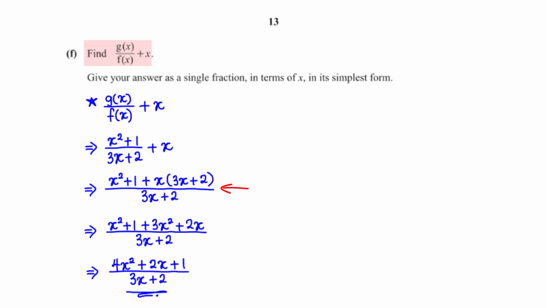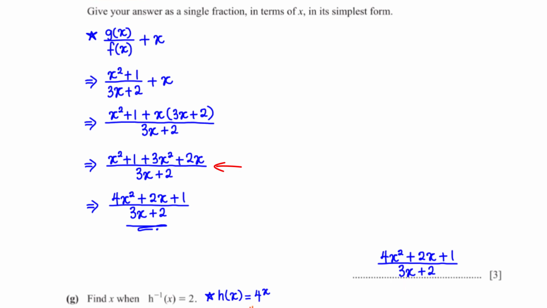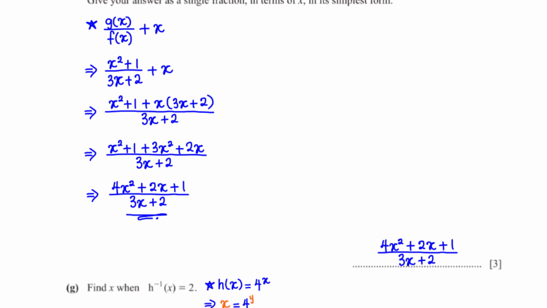3x plus 2 goes into the LCM one time. 1 times the numerator gives us x squared plus 1. X has 1 as the denominator. 1 into 3x plus 2 is 3x plus 2, which multiplies the numerator to give us x times (3x plus 2). When we expand the brackets, x times 3x is 3x squared and x times 2 is 2x. When we group like terms, x squared plus 3x squared is 4x squared, and so our final answer here is (4x squared plus 2x plus 1) divided by (3x plus 2).